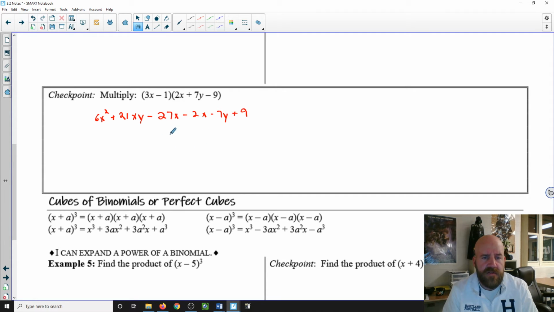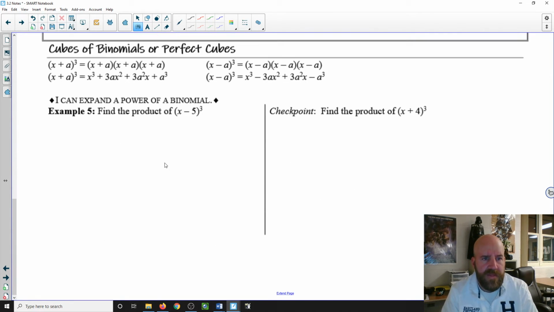Okay, so the only like terms we have here are the two x's. So final answer should be 6x squared plus 21xy minus 29x minus 7y plus 9. Okay, the xy, we can't combine it with any of these, this x or this y, because they're not like terms.